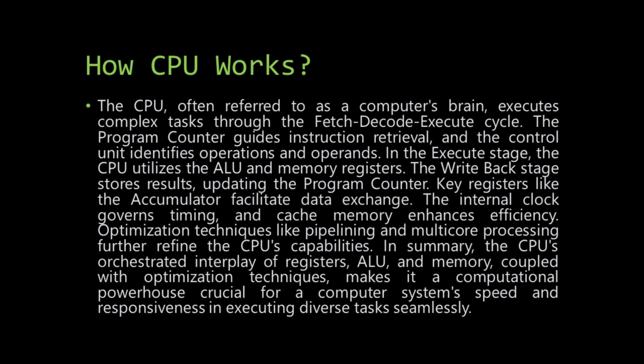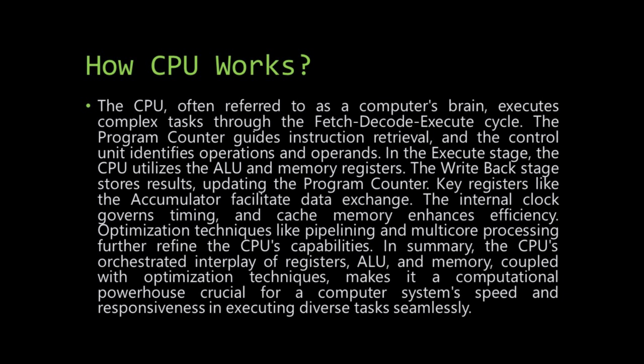Moving to the execute stage, the CPU performs the specified operation using the arithmetic logic unit and may access memory through the memory address register and memory data register. If the instruction produces a result requiring storage, the write back stage ensures the data is stored in the designated location, and the program counter is updated for the next instruction. Throughout the stages, registers like the accumulator and index registers act as temporary storage units facilitating data exchange. The CPU's internal clock governs the timing of these operations, while cache memory enhances efficiency by storing frequently accessed data.